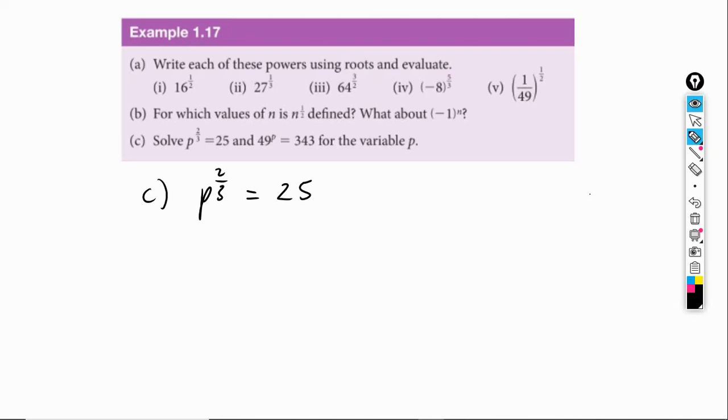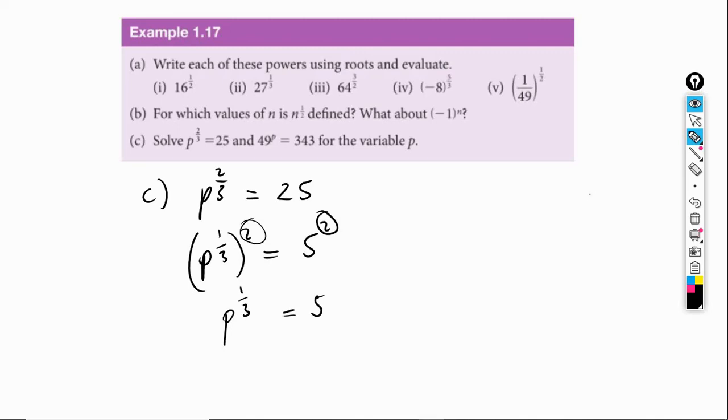Okay, so let's think of it this way. Remember that I could rewrite p to the power of 2/3 as p to the 1/3 squared. Now, why do I want to do that? Because I want to compare it to 25, which is the same as 5 squared. Because this is squared and this is squared, it implies that p to the 1/3 is equal to 5.